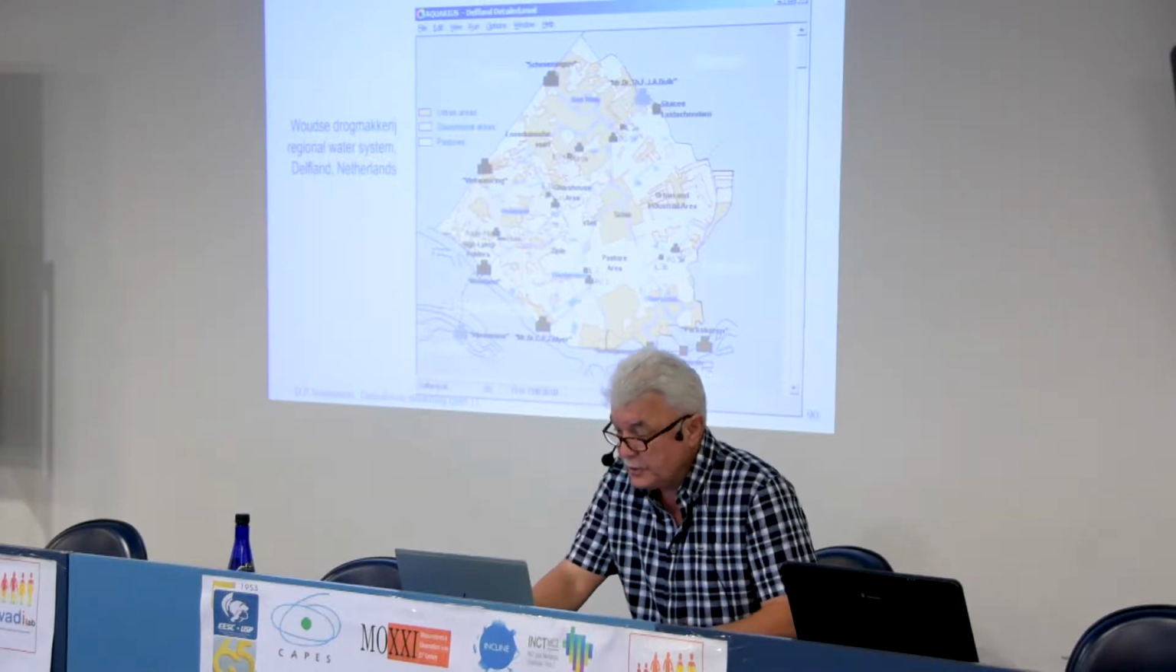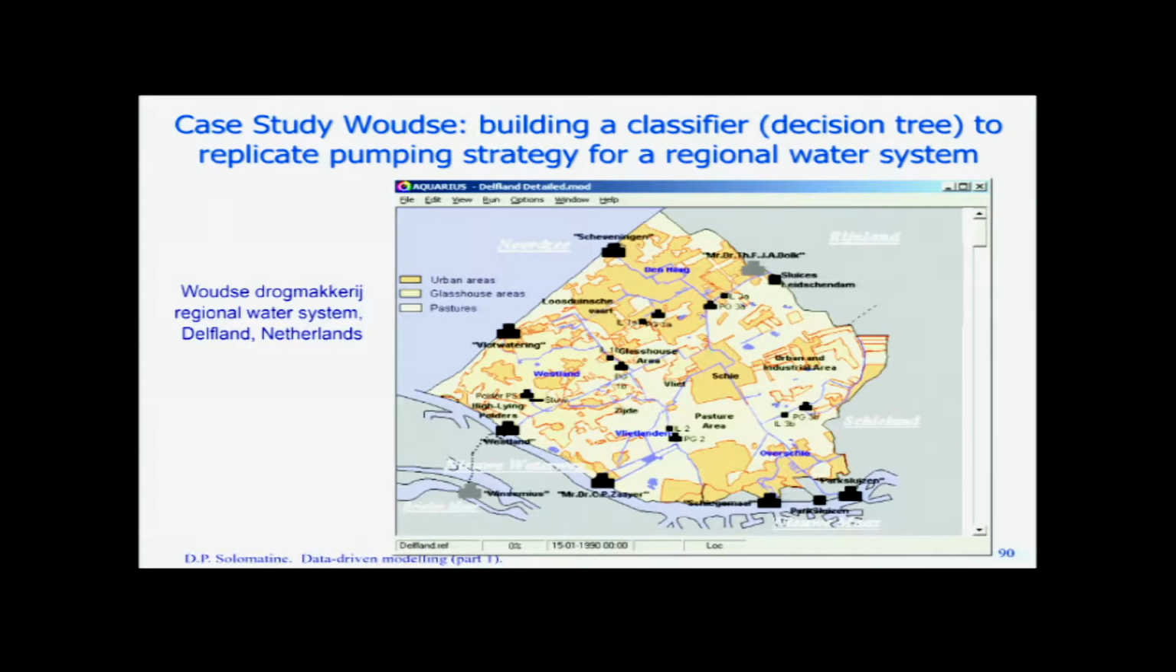So I'll show you one example where we used classifiers. It was a decision tree. There were also other classifiers, not very important. So the problem posed was this: we want to build a classifier to replicate the pumping strategy for a regional water system.